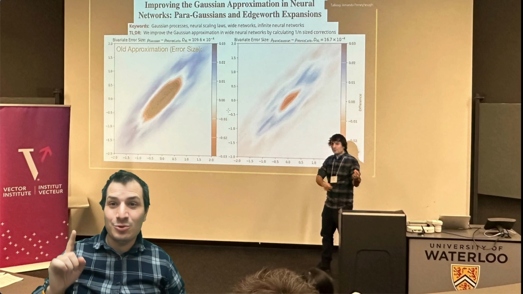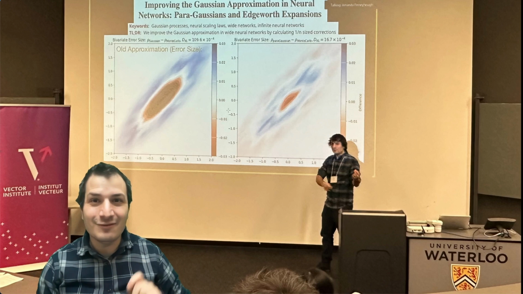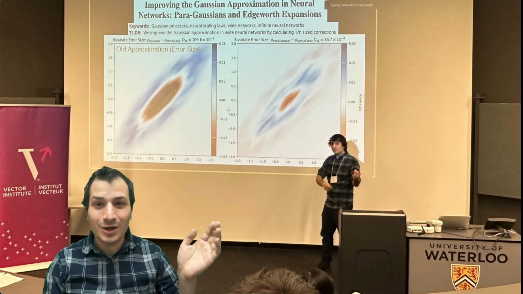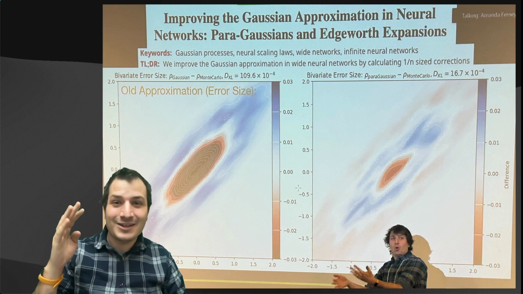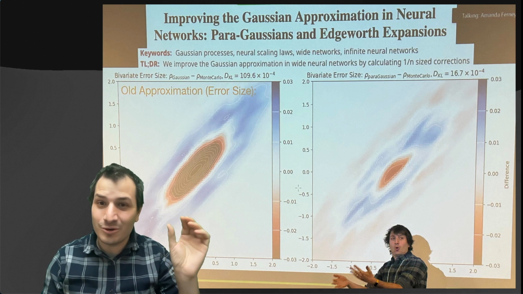I was recently invited to a Vector Institute workshop, which was held at the University of Waterloo, and here I am giving my talk about improving the Gaussian approximation in neural networks. This is going to be a workshop paper at the NeurIPS conference coming up in Vancouver. It's a very technical approximation of the output of a neural network using something called an Edgeworth expansion.